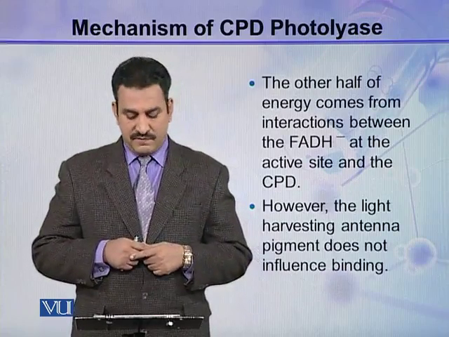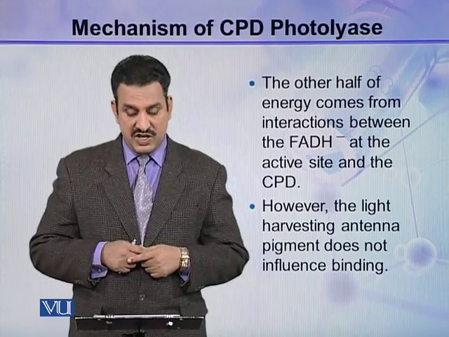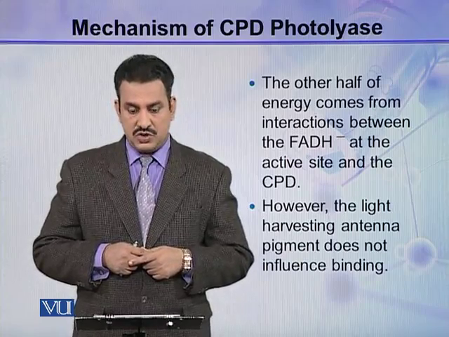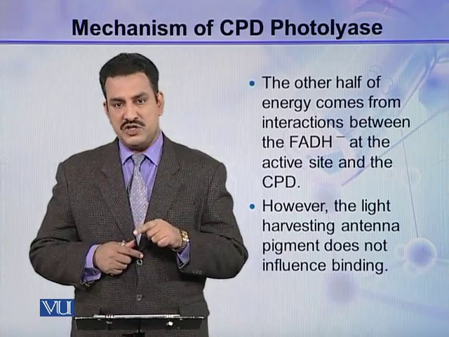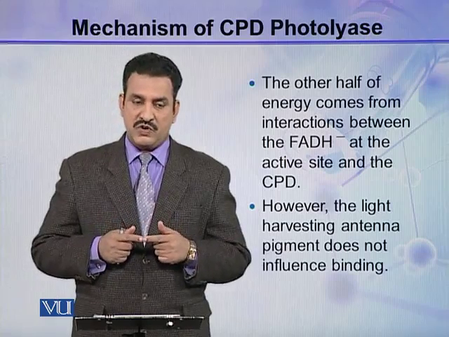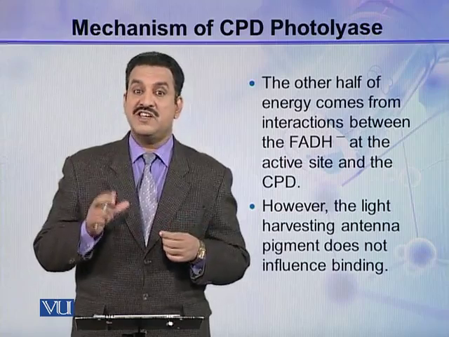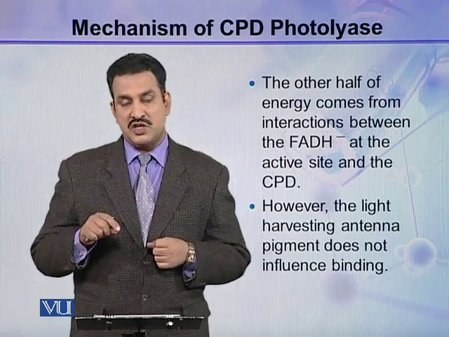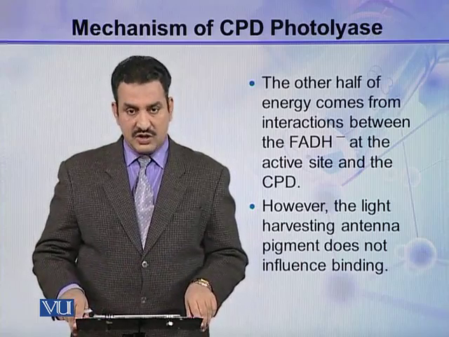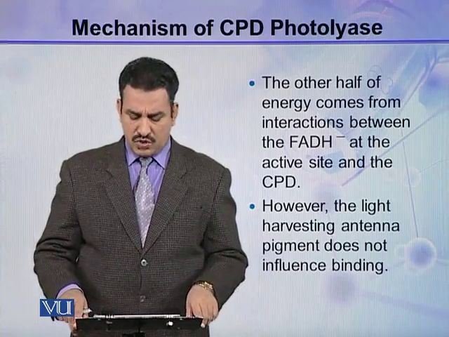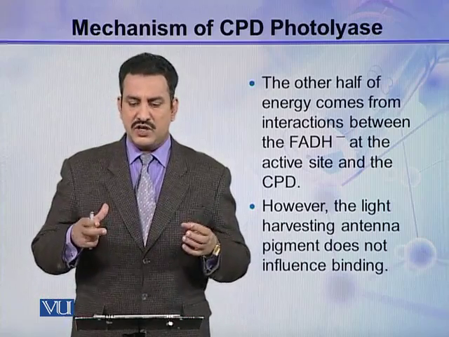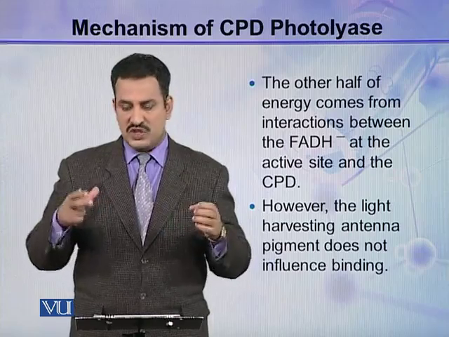The other half of the energy comes from the interaction between the FADH at the active site of the enzyme and the CPD. So the other half of this energy is provided by the interactions of FADH, which is present in the active site of the enzyme. However, the light harvesting antenna, which is the chromophore, the antenna pigment, doesn't influence binding. It has no role in the binding of CPD photolyase with the DNA.